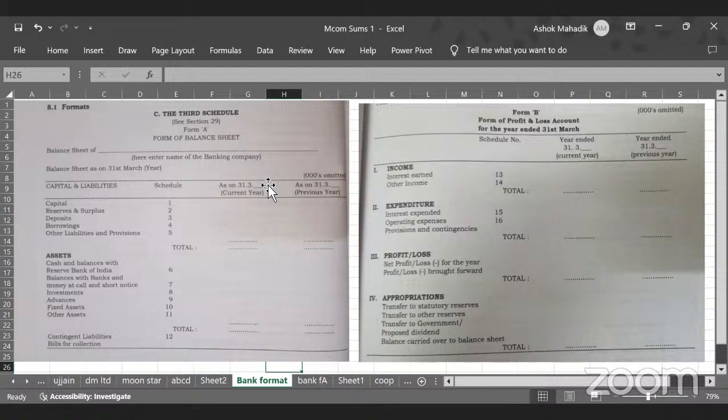There is one more schedule to which a number is not allotted. It is provisions and contingencies. It will include bad debts, RDD, and provision for tax. These three items will be included in this schedule. It will be subtracted along with schedules 15 and 16 from the total of 13 and 14. So we'll get the net profit for the year. If you are given the P&L balance at the beginning of the year, you will add that opening balance to this profit.